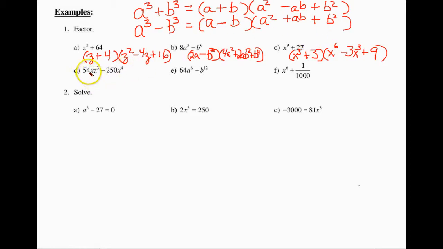Now, as we look at this, 54 is not a perfect cube. So we're going to have to factor something out of that. In fact, I think we could factor out a 2. And there is an x, 2x. We factor out of this. So this leaves me with a 27z cubed minus 125x to the 3rd.